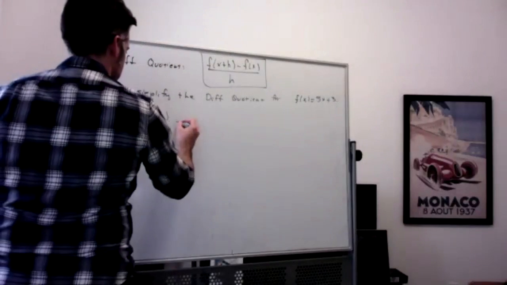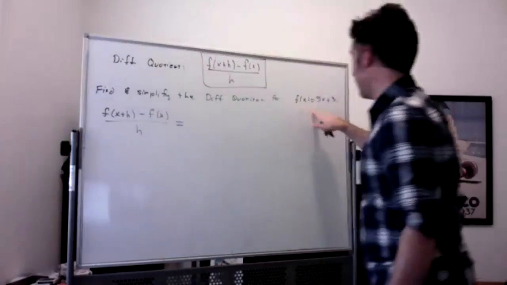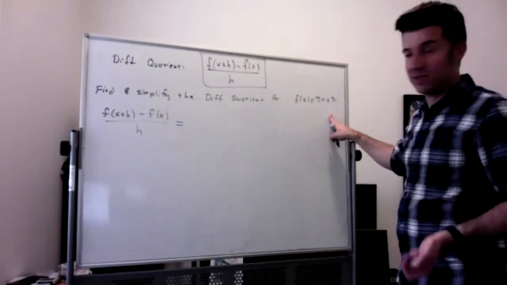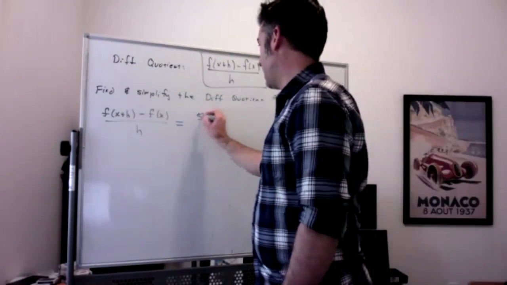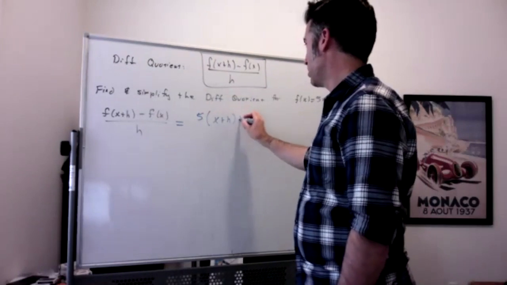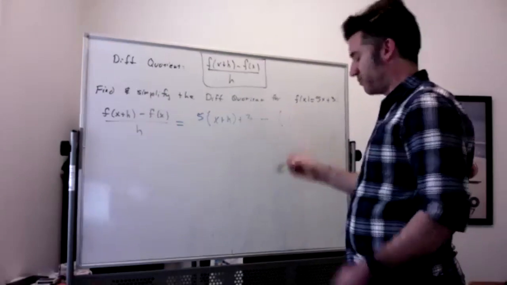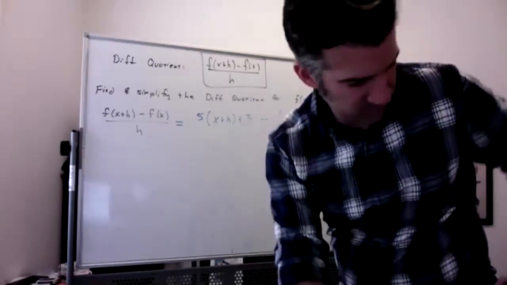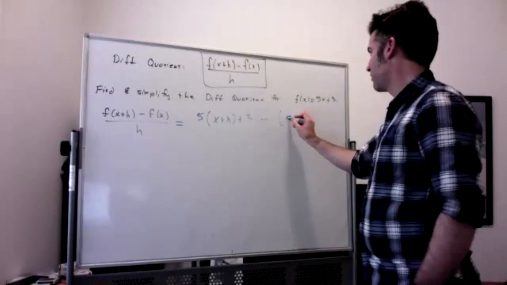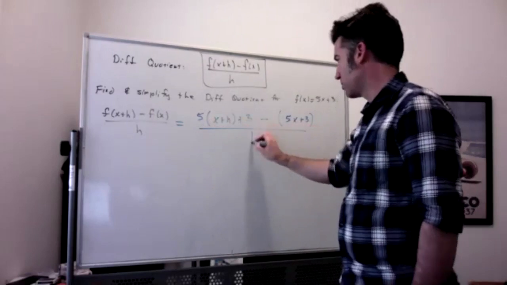Okay, so this is going to be f of x plus h. My function f of x is 5x plus 3, so f of x plus h is going to be 5 times x plus h, plus 3. There's my f of x plus h, minus 5x plus 3, all over h.